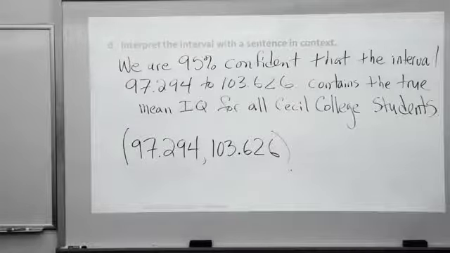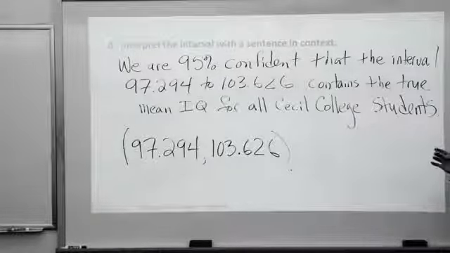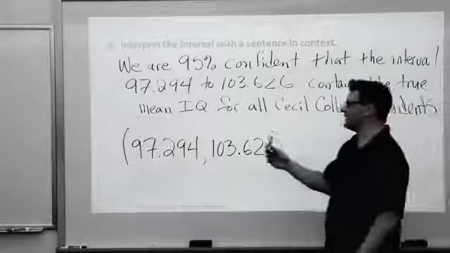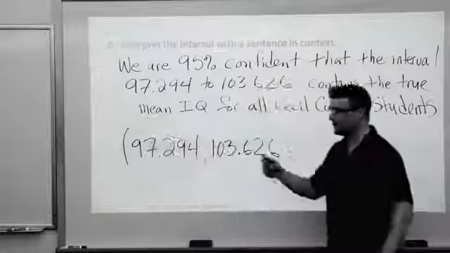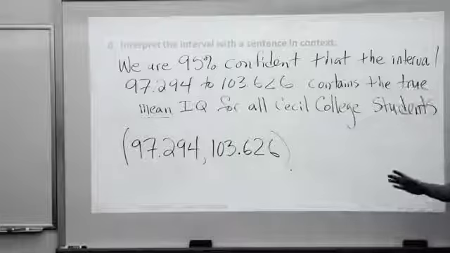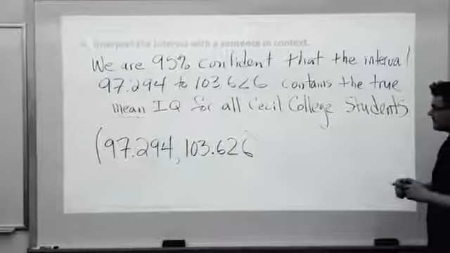We are 95% confident that the interval here, 97.294 up to 103.626, contains the true mean IQ score for all Cecil College students. It's one word that's got to be in there. We're doing a confidence interval for a mean. So don't skip that word. That needs to be in there for sure.